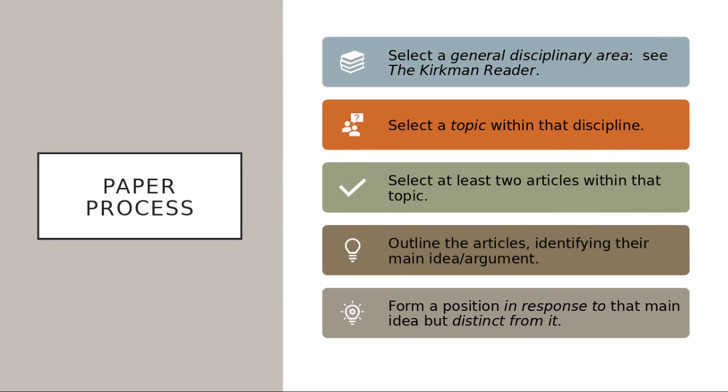Okay. So like the synthesis paper, you're going to start off the same way. You're going to select a general disciplinary area from the Kirkman Reader. You're going to select a topic within that discipline. You're going to select at least 2 articles within that topic. And then you're going to want to outline the articles. You need to identify their main idea and argument. And you need to be familiar enough with the articles to summarize them completely.